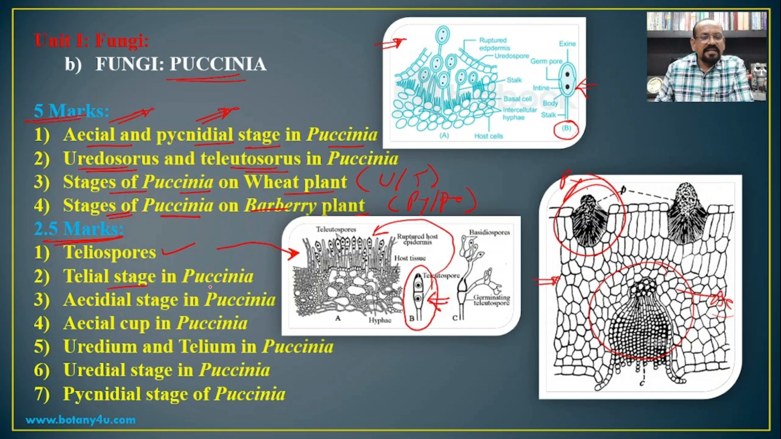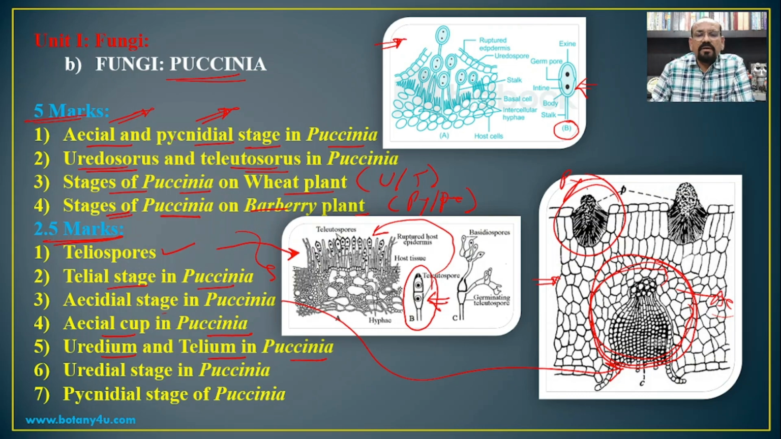Then the telial stage in Puccinia, the same you have to write in the question. Then the aecial stage in Puccinia, that is the formation of the aeciospores, becomes the aecial stage in Puccinia. Then the aecial cup in Puccinia, this structure which is given is known as the aecial cup in Puccinia. Then uredium and telium in Puccinia, the same question, that is the Uredosorus and the Teleutosorus, which were earlier asked in the second question for 5 marks. So we have to provide the same type of description.